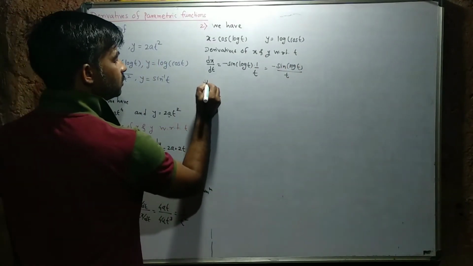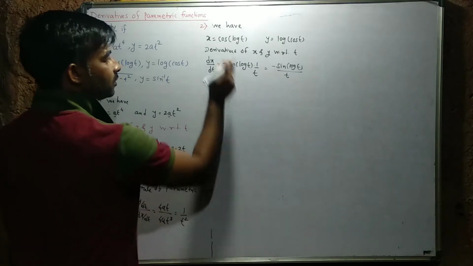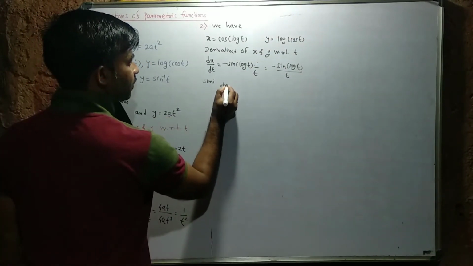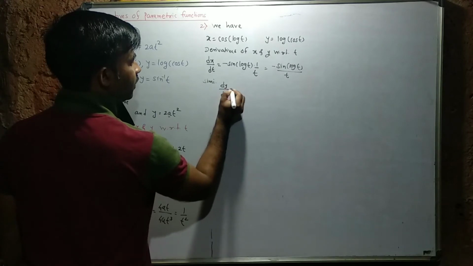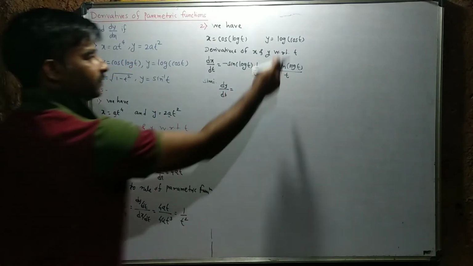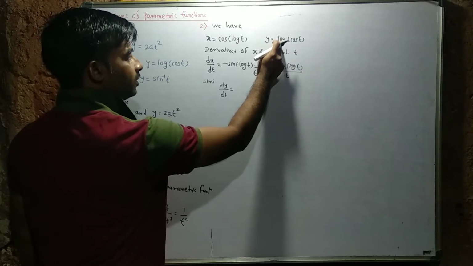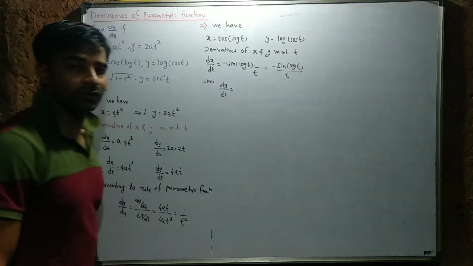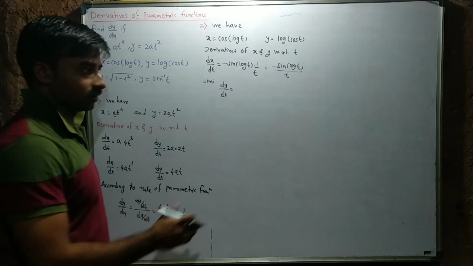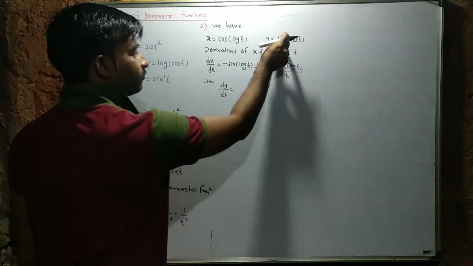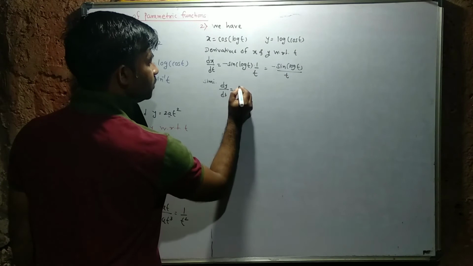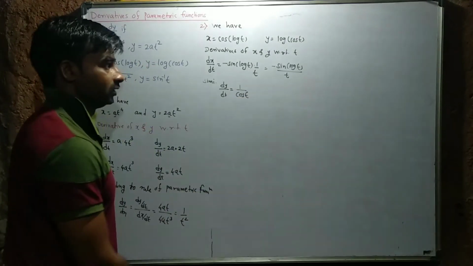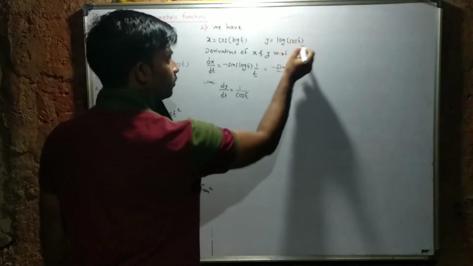Similarly you can get the derivative of y with respect to t. That means dy by dt, and dy by dt is nothing but what? First of all we have to think about the log, whatever is inside the bracket. Log x has the derivative 1 divided by x. Therefore log cos t has the derivative 1 divided by cos t, into the derivative of cos t.